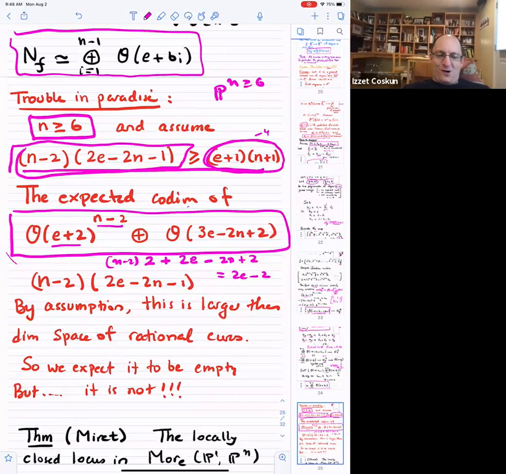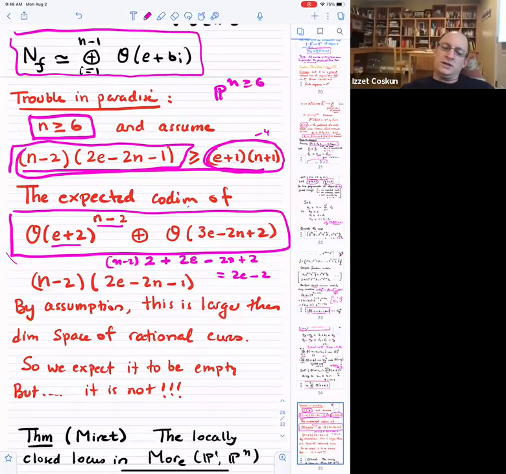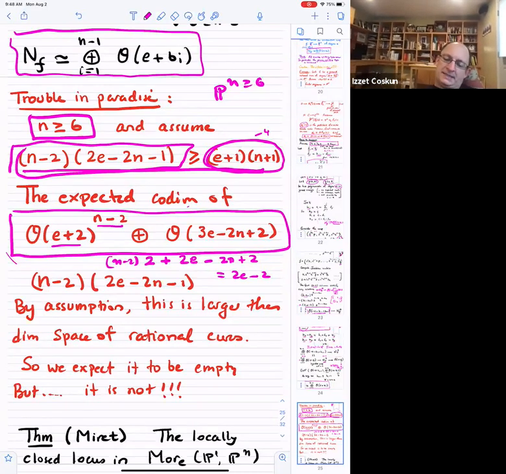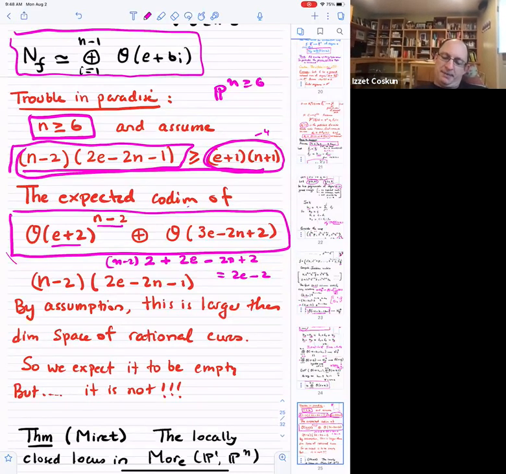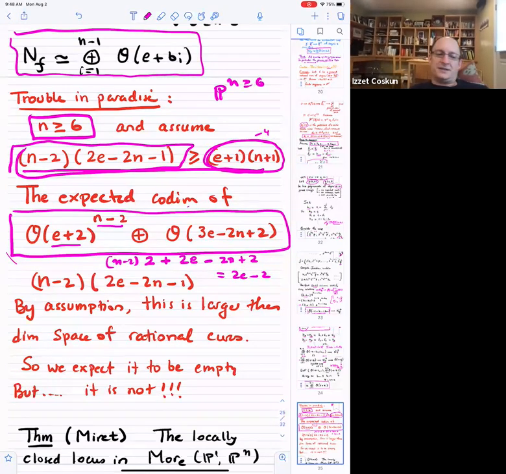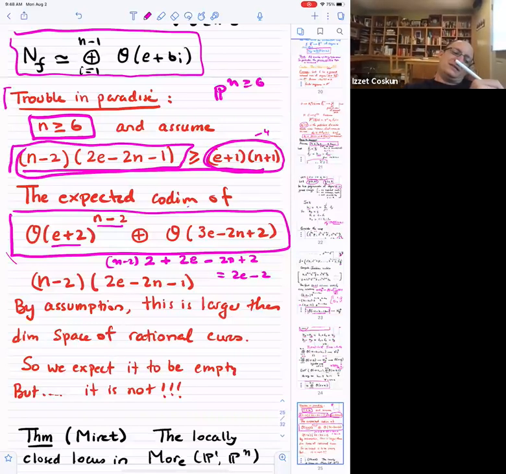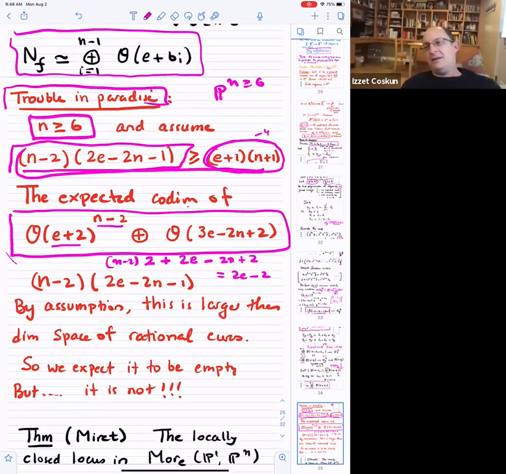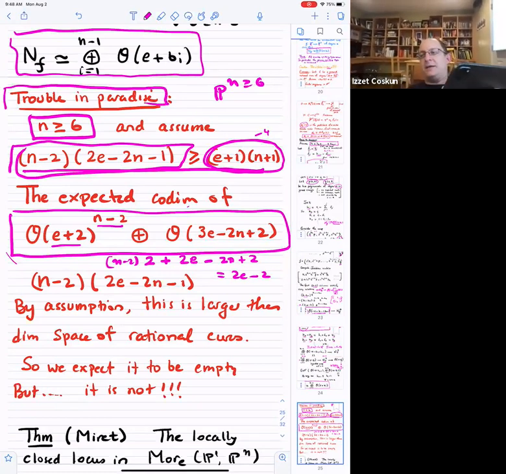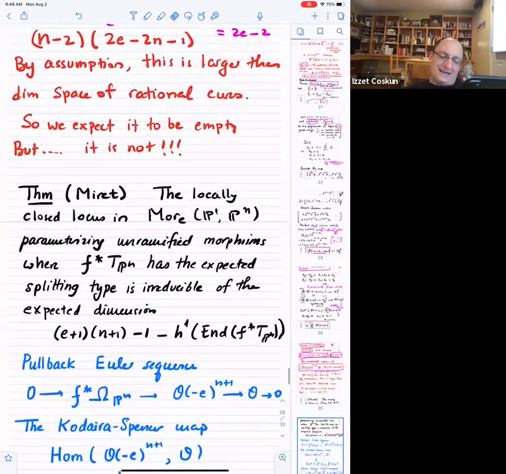And by the way, this inequality can easily be satisfied. If you make e large enough, when n is bigger than 6, you can easily see that you can make this inequality hold. So what we see is that by assumption, the codimension is bigger than the dimension of the space of rational curves. We expect it to be empty, but it's not. By Sakhiro's argument, we showed that there are such things. So this should already hint at you that there is some trouble in paradise. Even for rational curves in projective space, the splitting types are maybe not as expected.